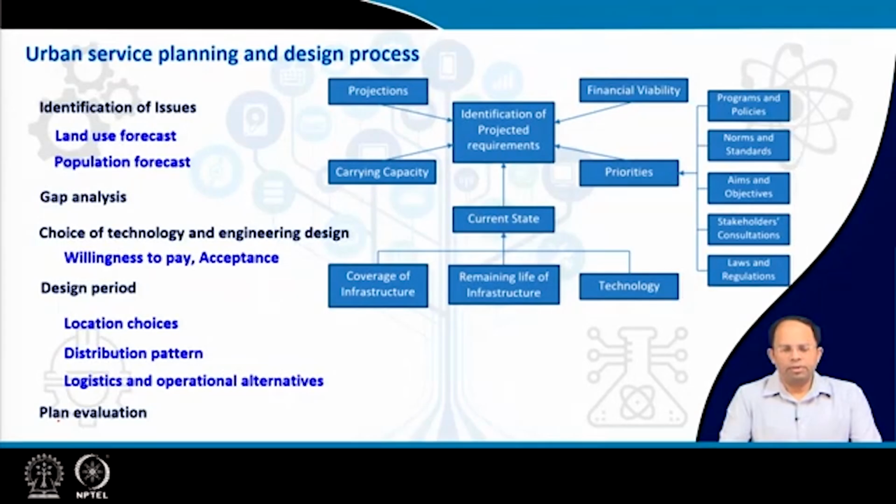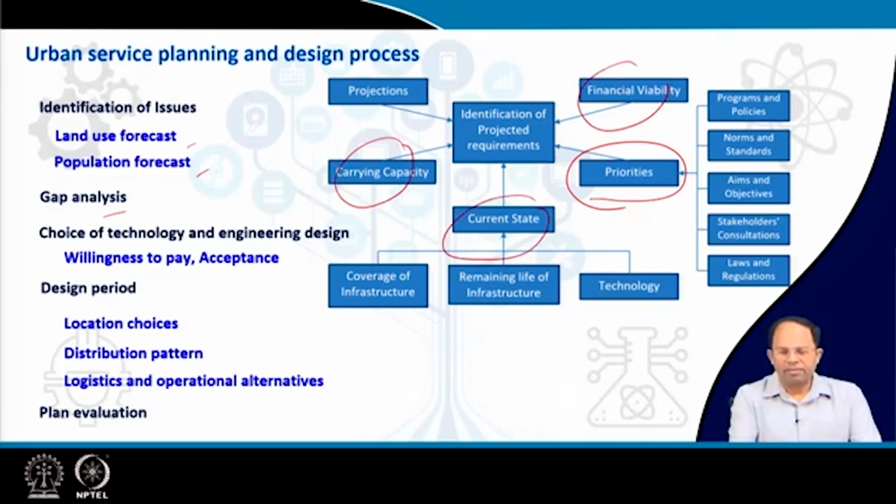So, just to remind you about our earlier discussion, when we are talking about the urban service planning and design process, we have to go through different steps. In the last lecture, we were discussing gap analysis, and before that we looked into land use forecast and population forecast, and before that we also discussed a little bit about the overall process. So, now we can see that within this particular process, when we are doing gap analysis, this determination of priorities is very important. Of course, financial viability, carrying capacity, current state of affairs, all these are important.